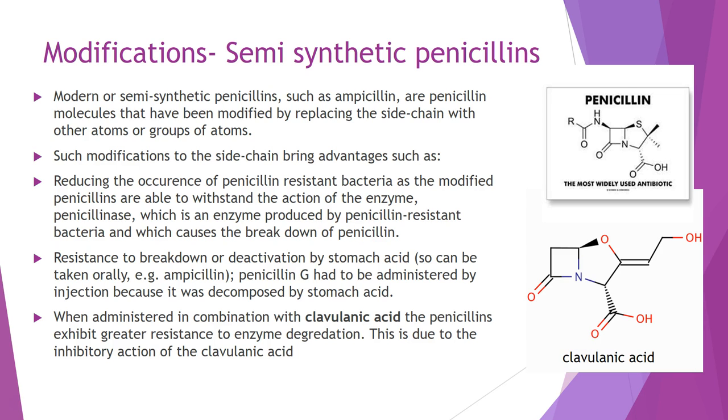So these modifications are generally done through semi-synthetic procedures. Okay, so ampicillin is made by replacing the side chain with other groups, and that is typically done using medicinal chemistry. Okay, so this is all to reduce the occurrence of penicillin-resistant bacteria, so making them resistant to the enzymes that penicillin-resistant bacteria produce to break down the beta-lactam ring, or to reduce the impact of stomach acid on the penicillin molecules so that it will reach its target still intact.